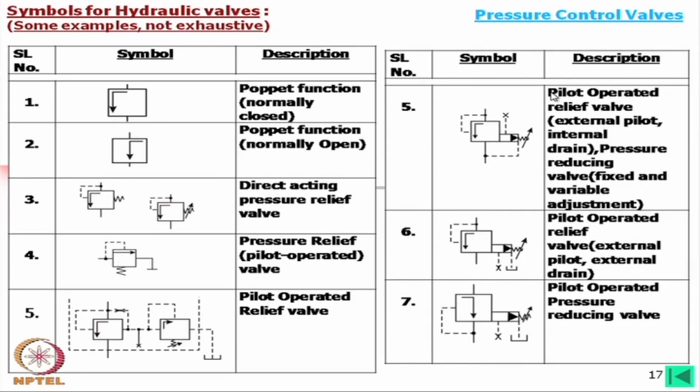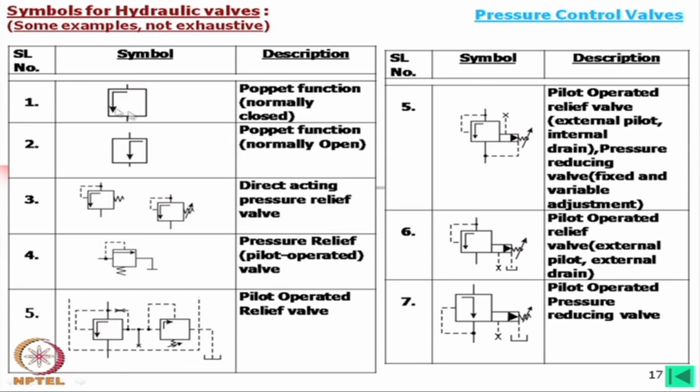Now, this one is a pilot operated relief valve, external pilot, internal drain. This is a pressure reducing valve, with pressure fixed and variable adjustment. This one indicates a pilot operated relief valve, pressure reducing valve, fixed and variable. That means, once you use these two signs, a pressure reducing valve is also a pressure control valve, and a pressure relief valve is also a pressure control valve.